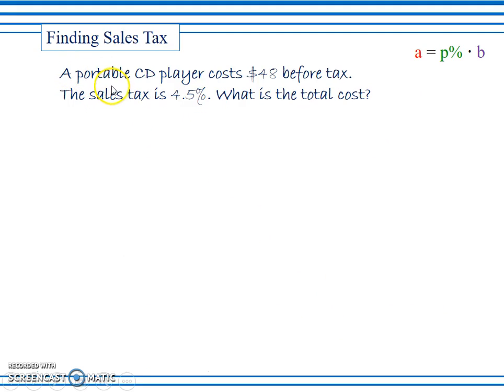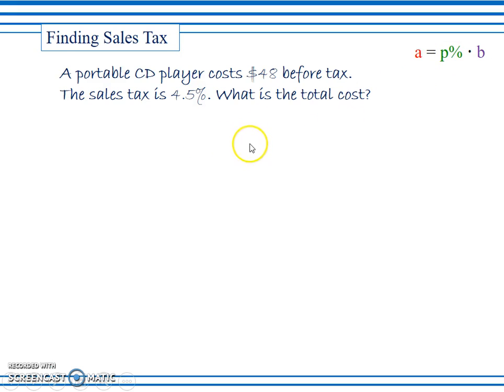Now we're going to use the percent equation in this problem. It says a portable CD player costs $48 before tax. The sales tax is 4.5%. What is the total cost? Well, we need to find out what the sales tax is and add that to the price of the CD player to know what we're going to pay when we walk out of the store.